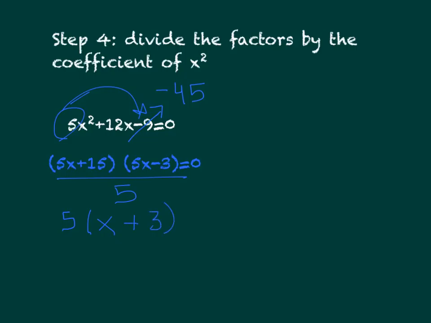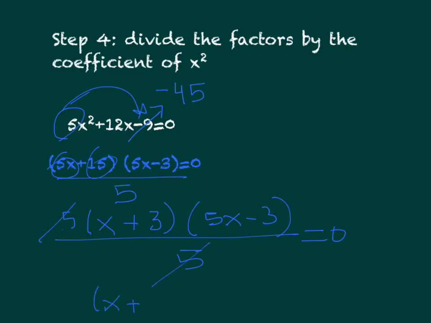So when you multiply 5 times x, you will get 5x, and if you multiply 5 times 3, you will get 15. So we factor out the 5 as a common term on the first binomial, and that's it. 5x minus 3 is impossible to factor. So when we have to divide 5 over 5, we just simplify these terms, and the result of the factoring is x plus 3 times 5x minus 3.